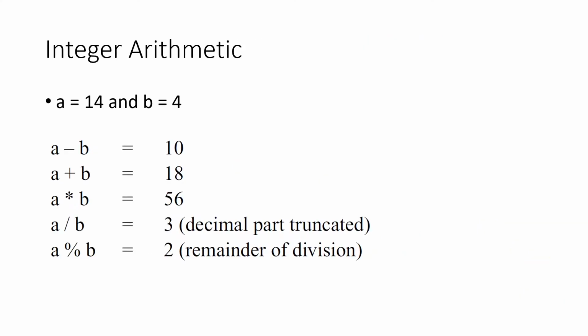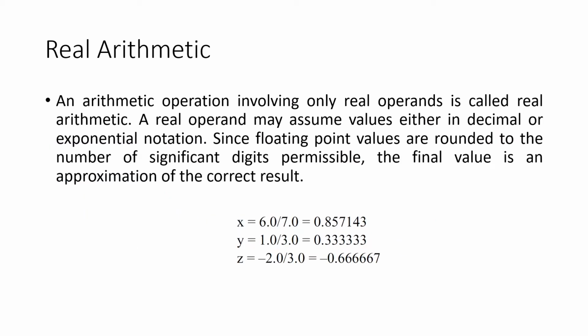Now integer arithmetic. Let A be 14 and B be 4. We can simply calculate all this. Addition, subtraction and multiplication are quite clear, with no need of explanation. But when we divide 14 by 4, the quotient is 3. A slash B will give the quotient and A percentage B will give the remainder. So it's more clear. The arithmetic operators are plus, minus, star, slash, and percentage.